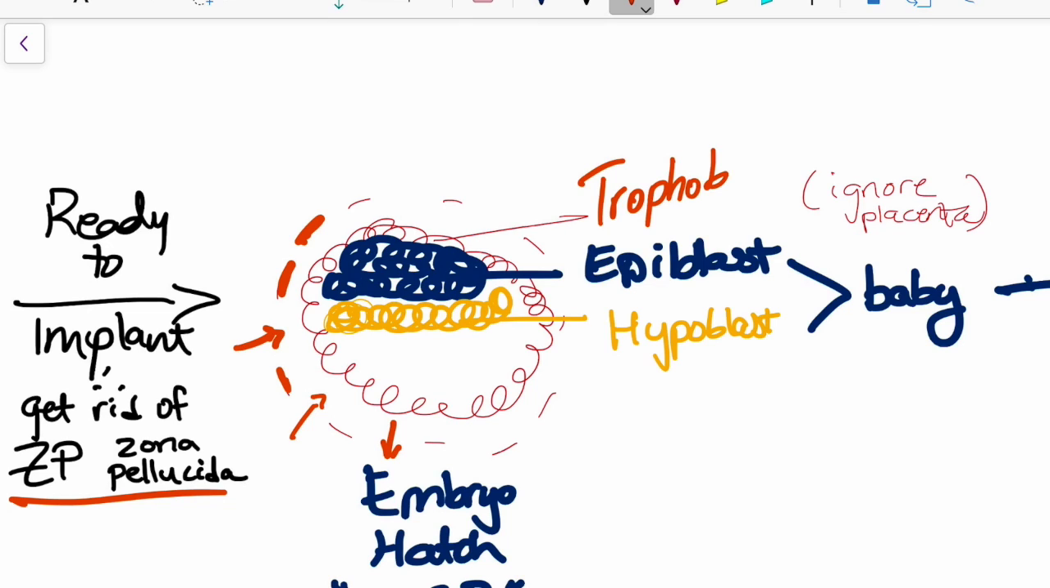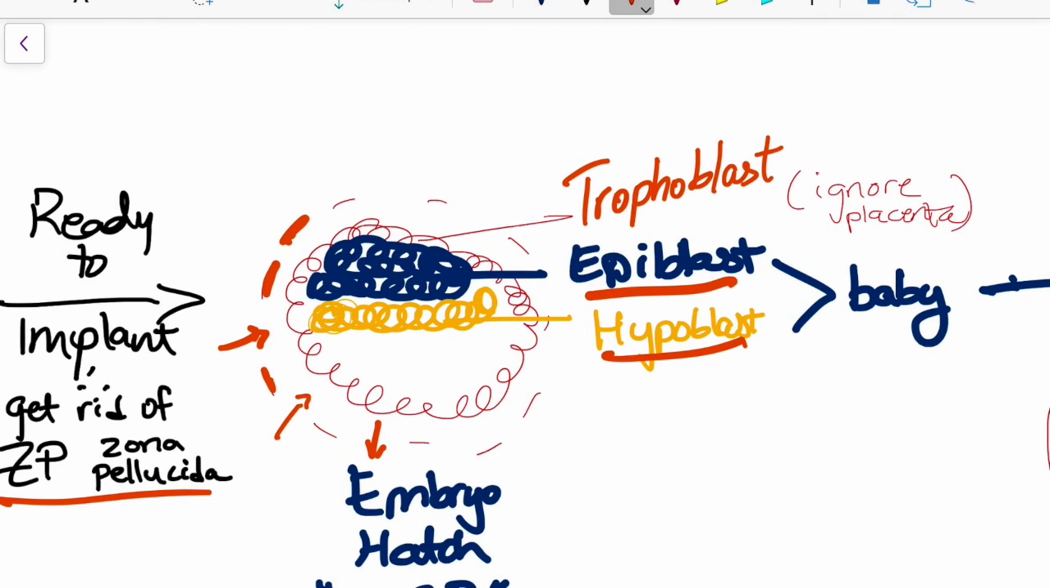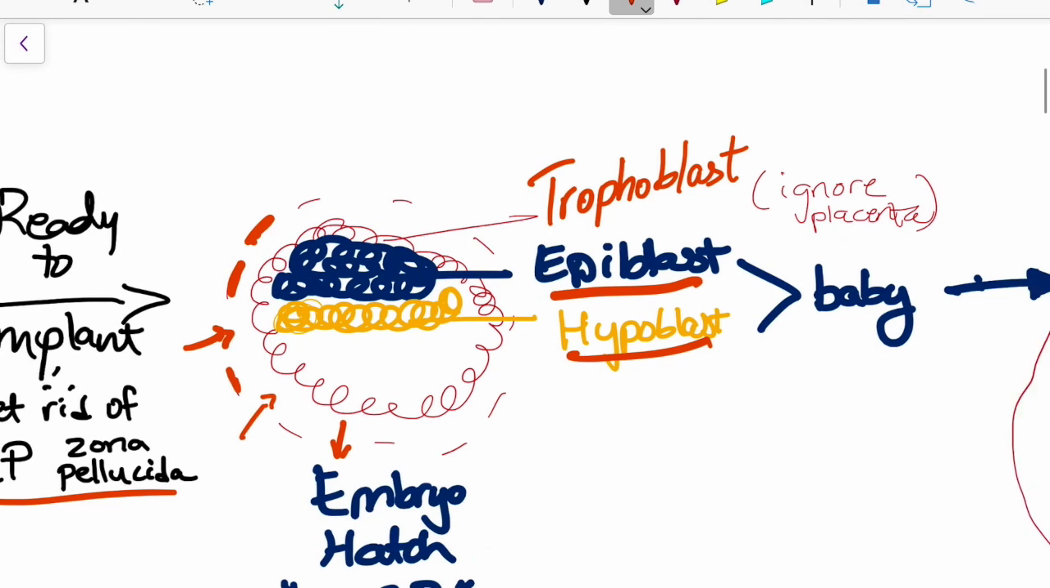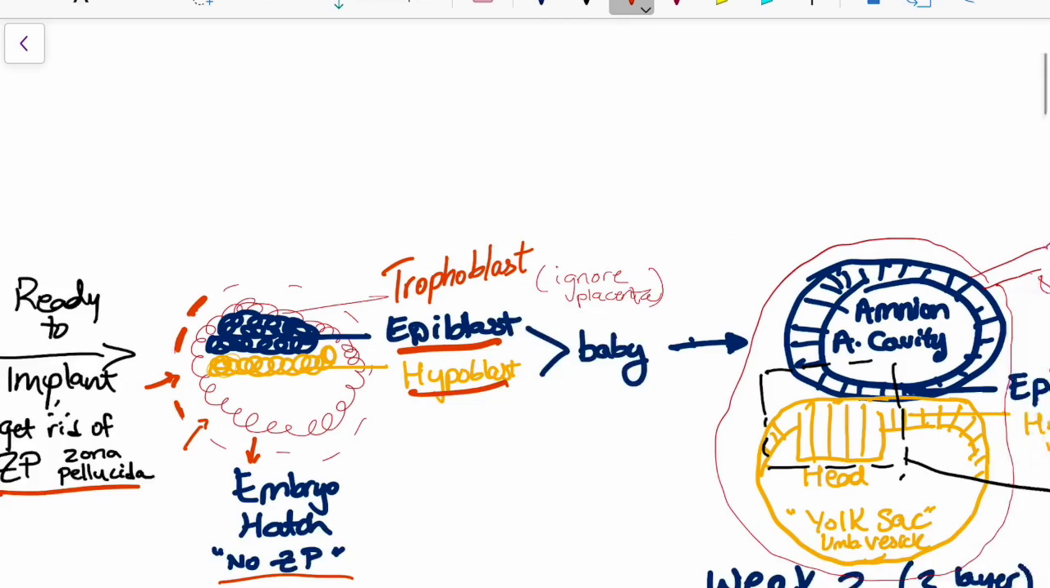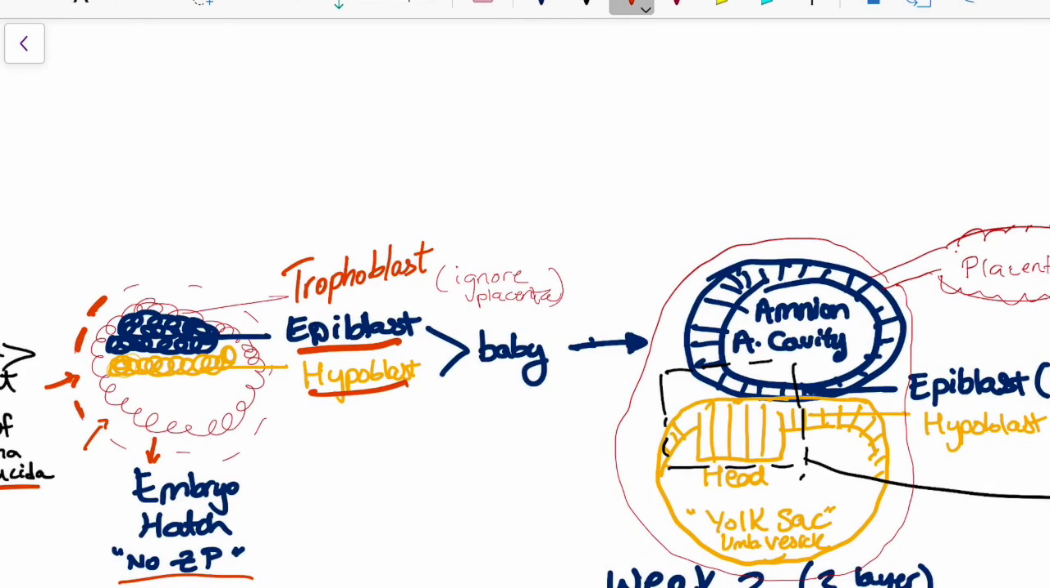Trophoblast, and that just gives us placenta, so we'll just ignore that. Then we have epiblast and hypoblast. So that was objective 1. What is the fate of epiblast and hypoblast? They make the baby, basically, and this is how that happens.